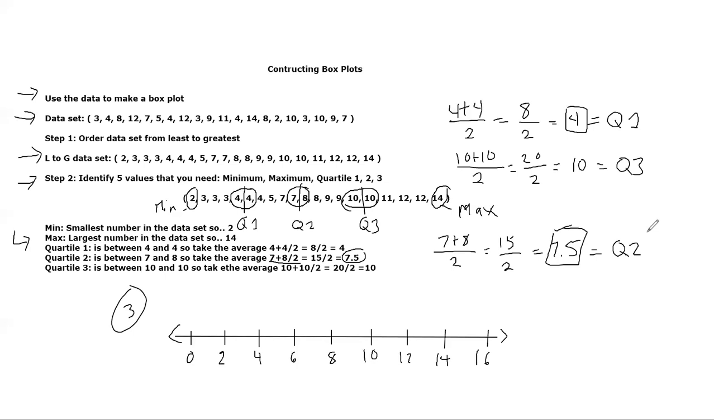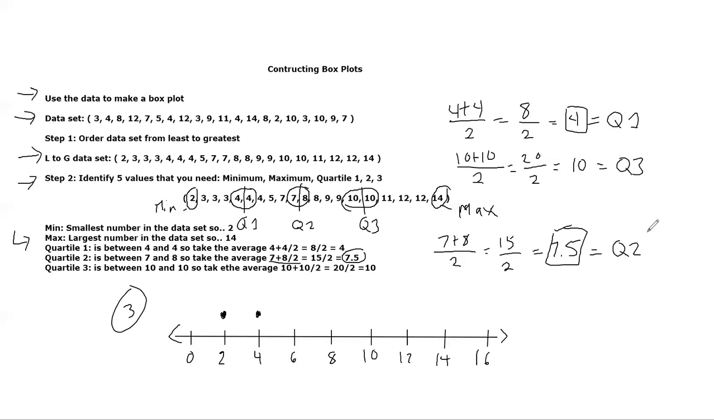Right? I need to make sure all my data set numbers can fit on this line. So I started from 0 to 16 because I wanted it to fit and I didn't want it to be at the end. Then I'm going to graph all 5 points first. Right? So I need to graph my minimum, 2. So I'm just going to put a dot right above 2. I need to graph my quartile 1, which is 4. So I'm going to put a dot right above 4.